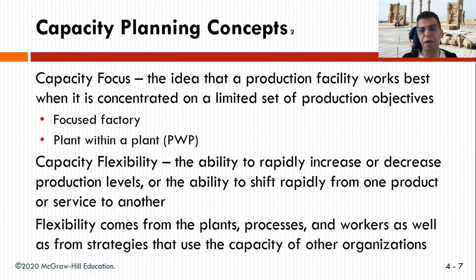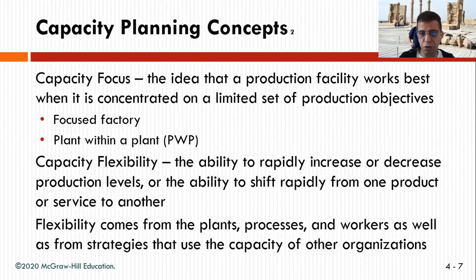Now, capacity focus is the idea that a production facility works best when it's concentrated on a limited set of products or production objectives. So we have two types: we have the focus factory and we have plant within a plant, or PWP. A focus factory is when a factory is focusing on producing one thing or two things, very focused production. And that's where capacity utilization is pretty high.